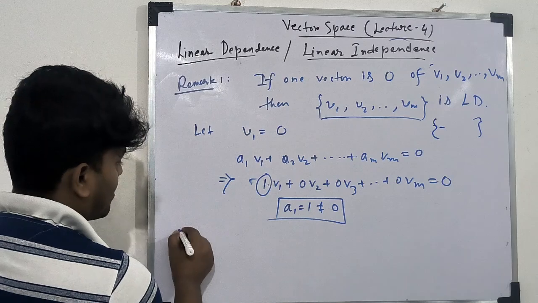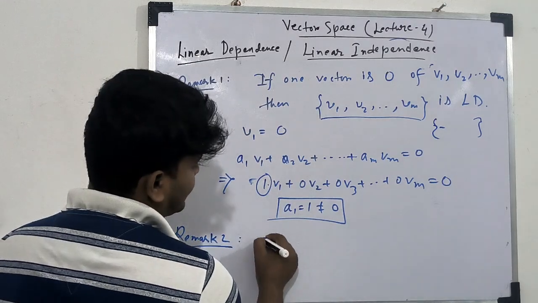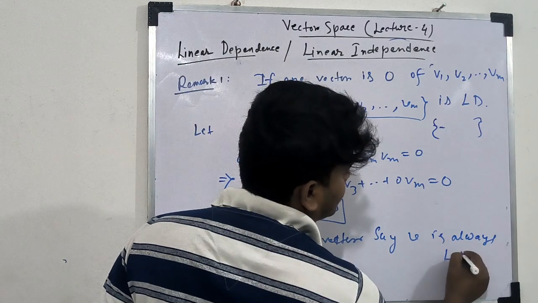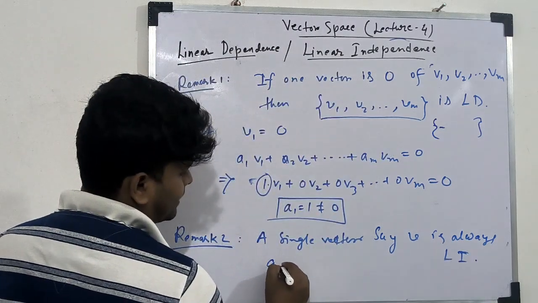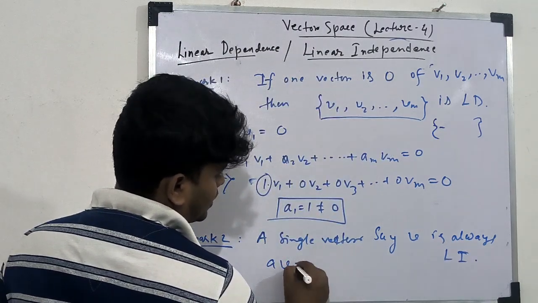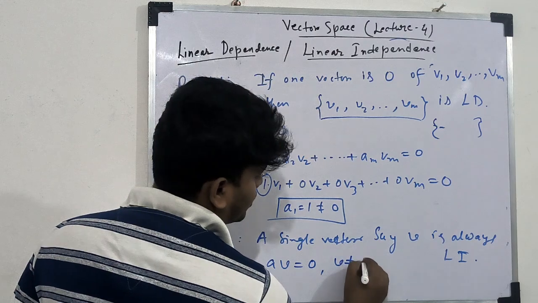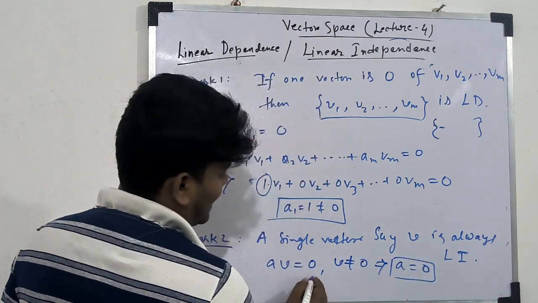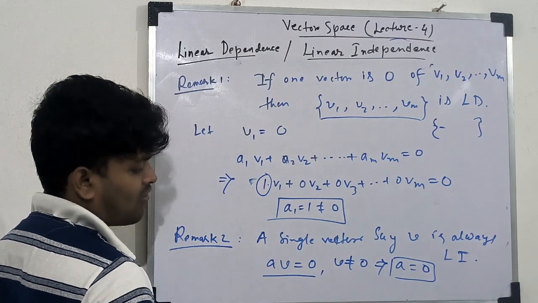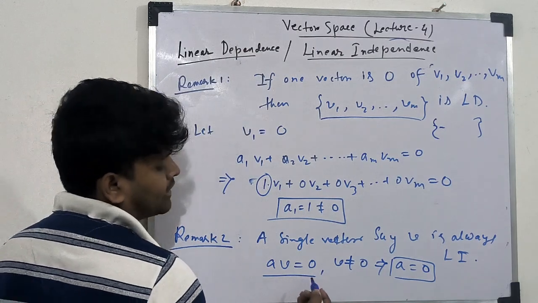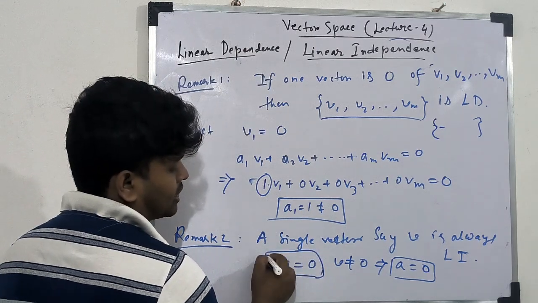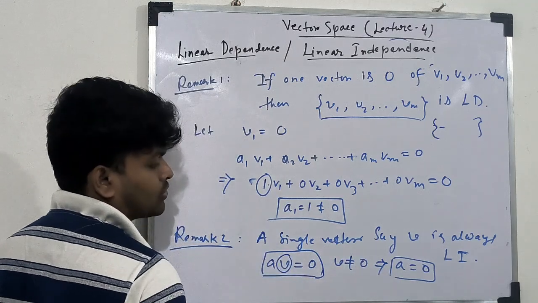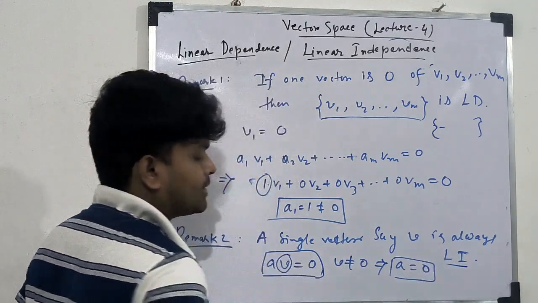Okay. And remark 2: a single vector, say v, is always linearly independent if it is non-zero, because a into v equal to 0 and v not equal to 0 implies that a equal to 0. So we write the linear combination of this vector and we get only the 0 solution whenever the vector is non-zero. So this is linearly independent.